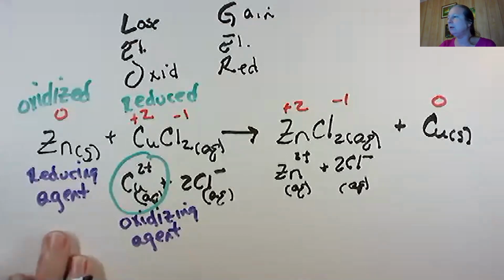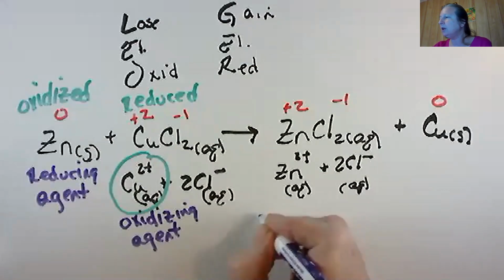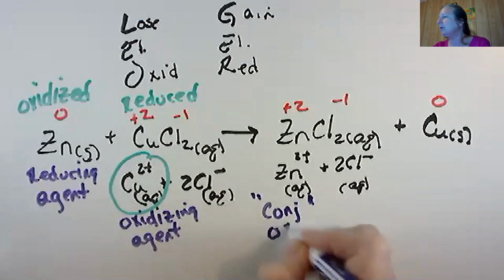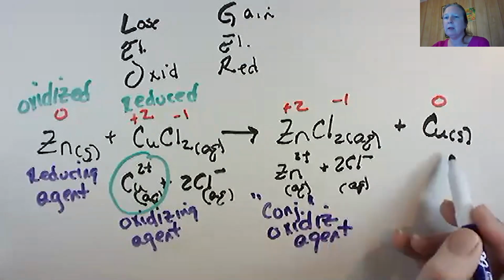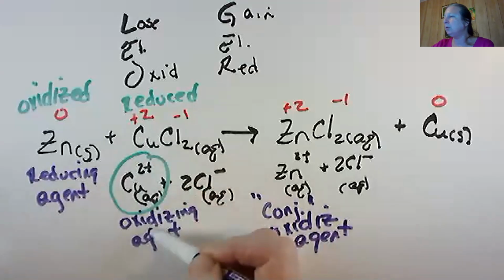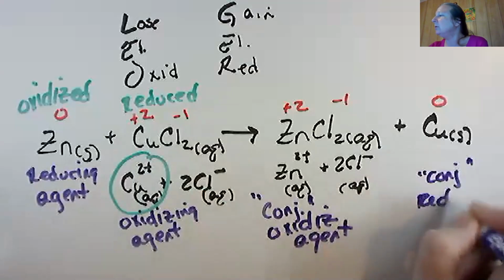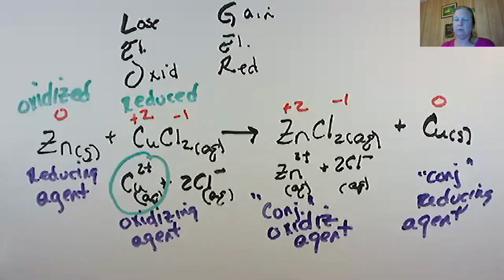So if zinc is a reducing agent, then the oxidized form of zinc is the conjugate, and I'll put conjugate in quotation marks, oxidizing agent. And if my copper ion is reduced, the reduced form of my oxidizing agent is the conjugate reducing agent. All you have to do is figure out one of these. Everything else falls into place.